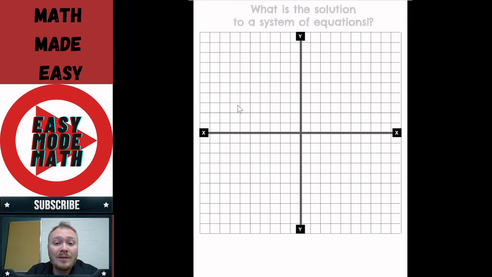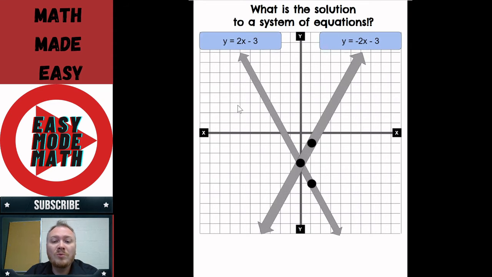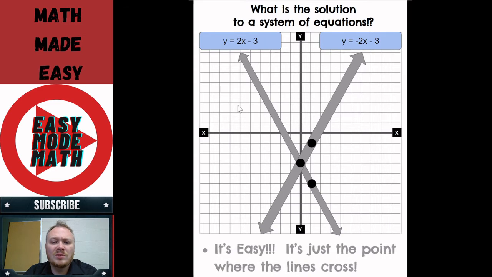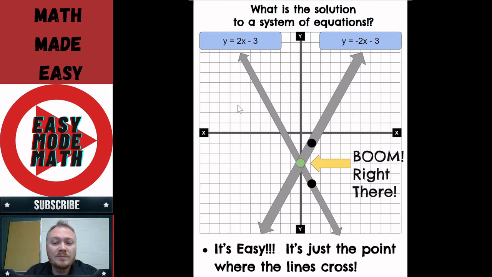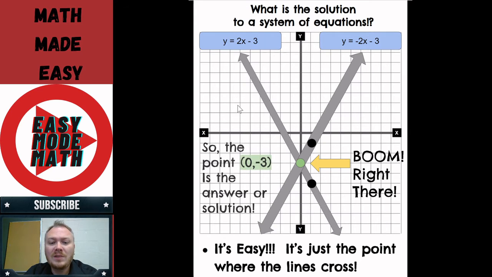And now we need to really talk about what is the solution to the system of equations, right? So that is what the system of equations is, as well as some information about it. But if we take a look at this example here and clean it up a little bit, we want to really understand what the solution of a system of equations is, okay? It's easy. It's just the point where they cross. So right there in the middle of those two lines, boom, it's right there. So the point (0, negative 3) is the answer or solution to this system of equations.